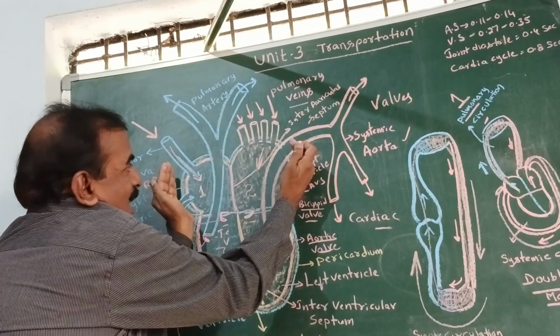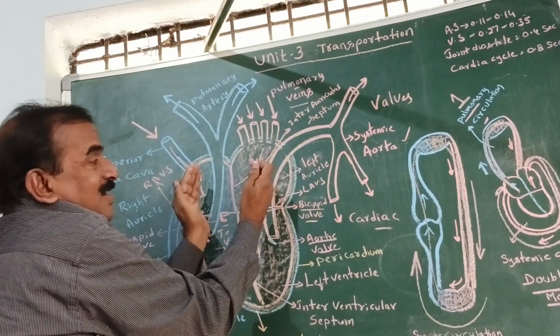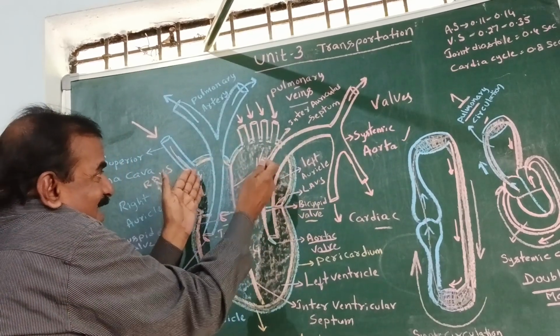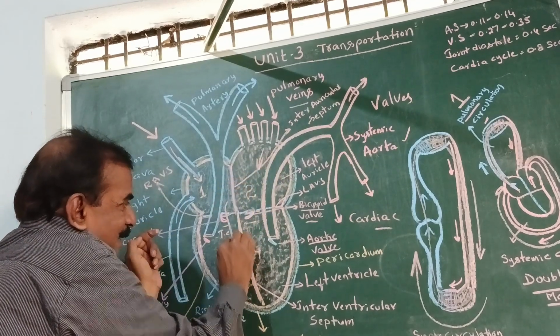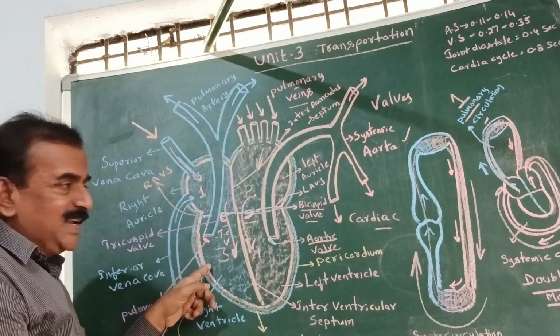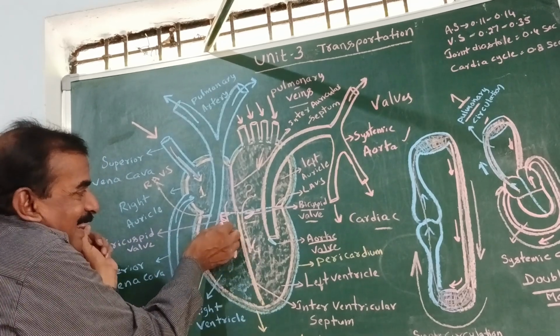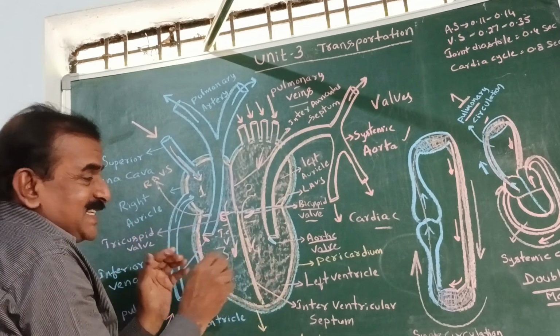Second phase, the auricles contract. That is called auricular systole. When the auricles contract, blood is pumped into the lower part of the heart, the right ventricle and left ventricle. At that time, the tricuspid valve and bicuspid valve open. That is the second phase.